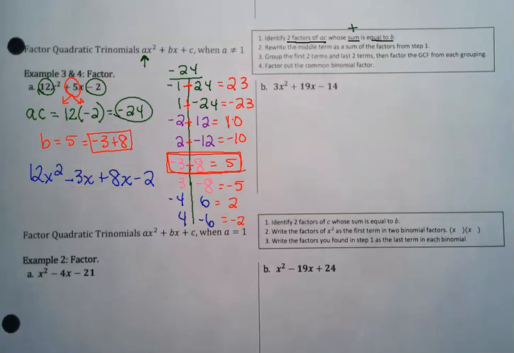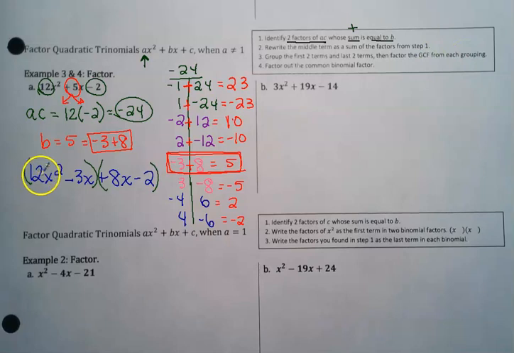Okay, now the thing to do is we want to factor. We have 4 terms here. The next thing it says, step 3, is group the first 2 terms and last 2 terms. So we're going to do that with parentheses. We're going to put parentheses around the first 2 terms and parentheses around the last 2 terms. Then factor the GCF from each grouping.